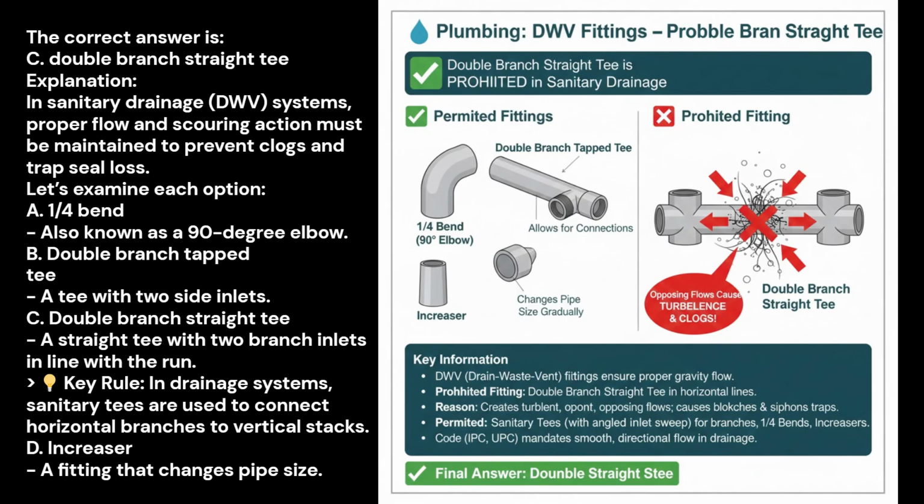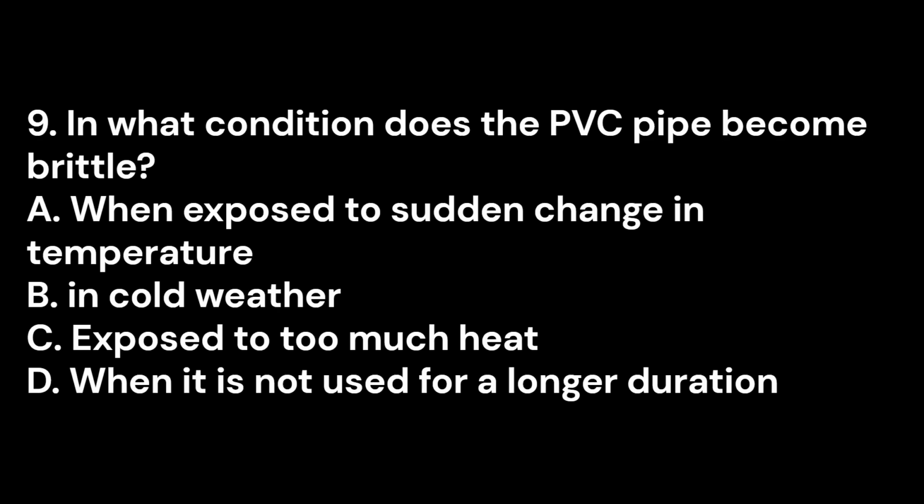Allowed in drainage when transitioning pipe sizes, as long as it follows code, e.g., increasing in direction of flow. Permitted. Therefore, the fitting that should not be used within a sanitary, drainage, installation is C. Double branch straight T.